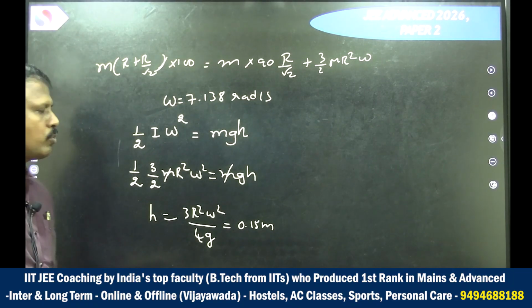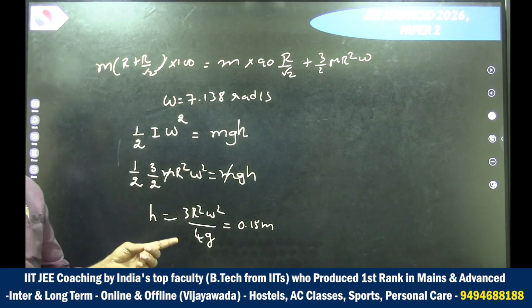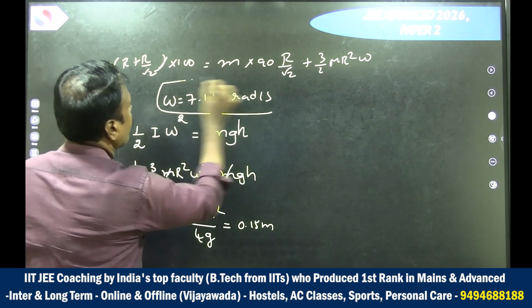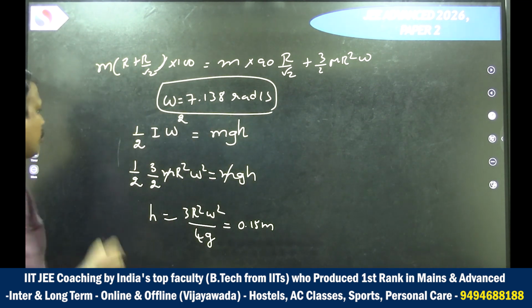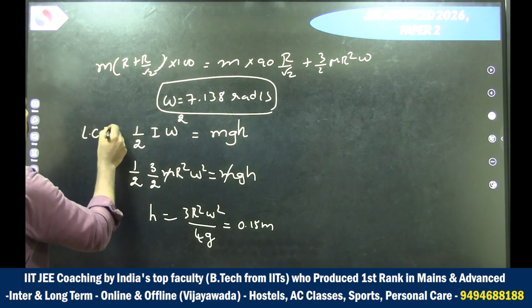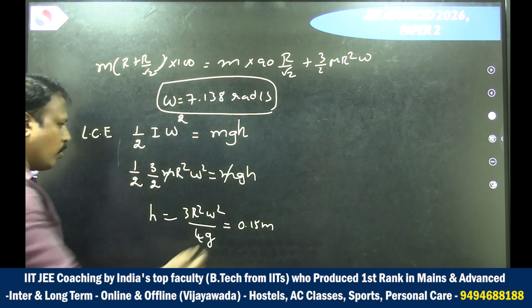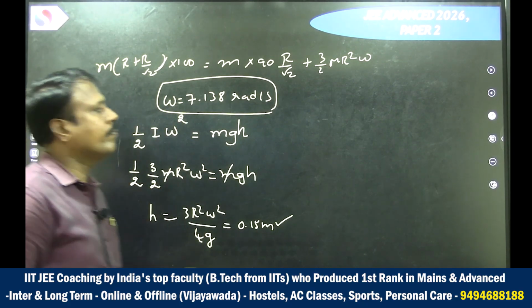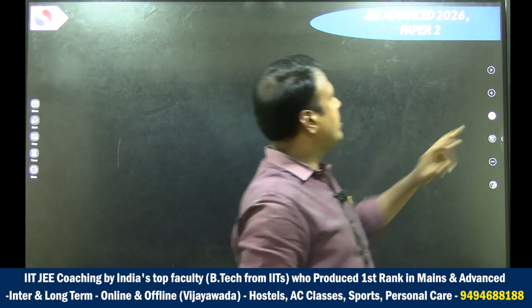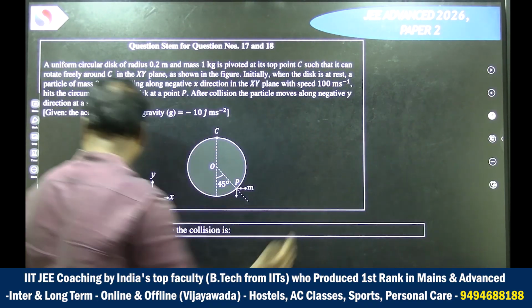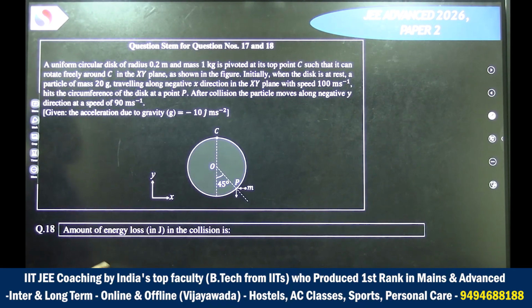0.15 meter. So in this problem, firstly, the conservation of angular momentum is applied. Thereafter, getting the omega value, conservation of energy, so this is the law of conservation of energy for the disk. Okay, hope you understand. This is the value. And this is the time to go to the next problem, that is question number 18.